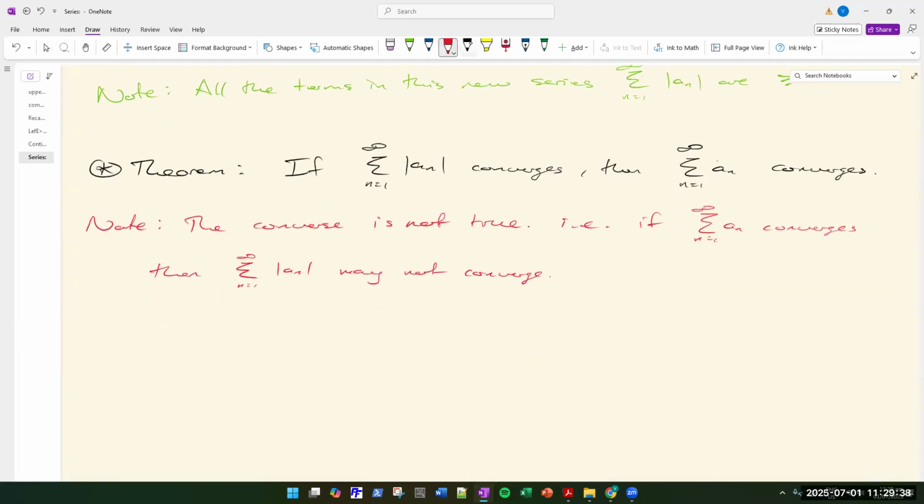Okay, and the proof, we will go through the proof because it's not too difficult. Proof, we're going to use Cauchy's convergence criterion for series. Okay, we discussed this last time.